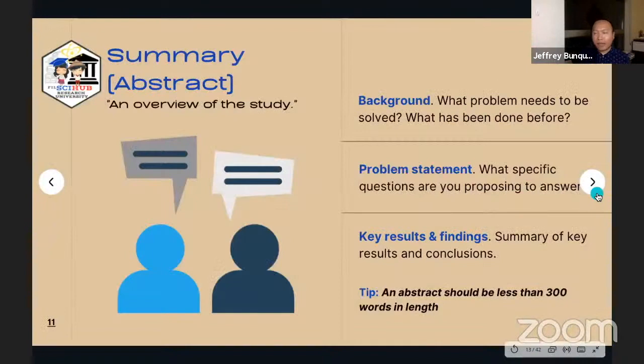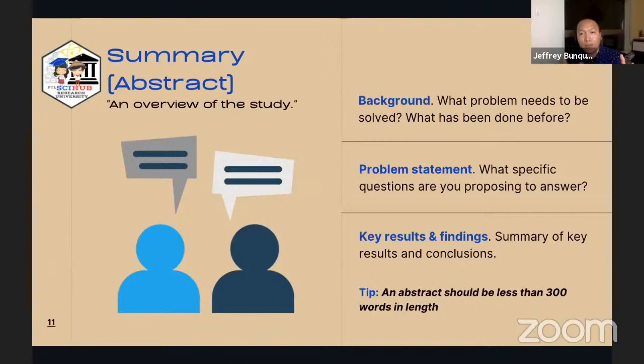Okay, so first part, summary or abstract, an overview of the study. So gaya po ng sinabi ko, if you would refer back to the training course on how to write an effective research proposal, merong tatlong basic sections sa isang abstract. So the first of which is a very brief discussion or brief mention of the background. So what problems need to be solved or what questions need to be answered, and then what has been done before. So typically po, we dedicate 1 to 2 sentences lang for that part.